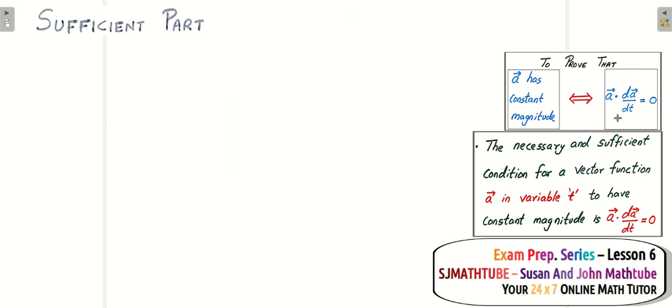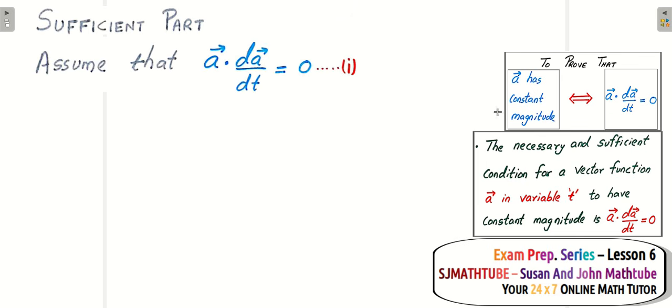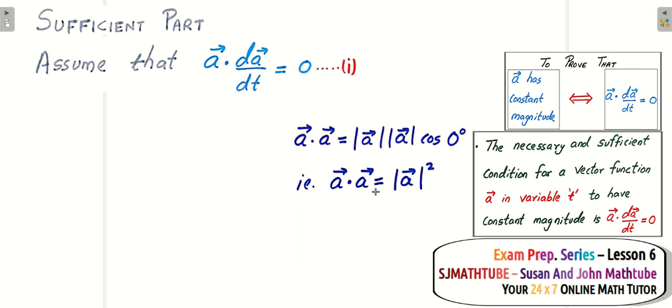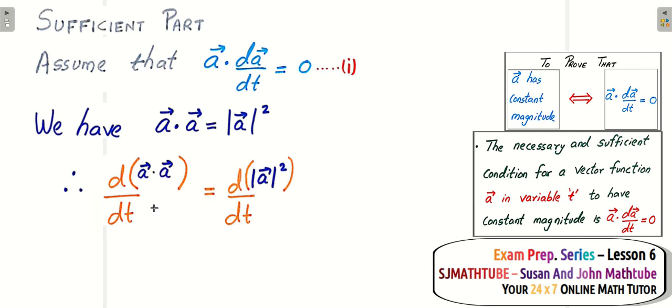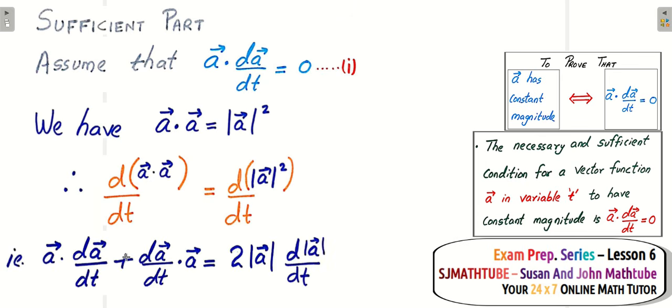Now for the sufficient part, what we do is we start from here. We trust the right side. That is, we trust A dot dA by dt equal to 0. Let's call it equation number 1. And I hope you remember A dot A is mod A cos 0. That means A dot A equal to mod A square. And that means mod A square is A dot A, of course. Now we start the proof from here. I'm going to differentiate both sides with respect to t, and as before I applied the formula on the left side.